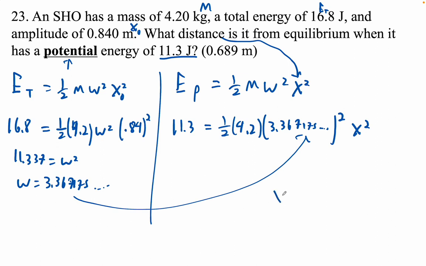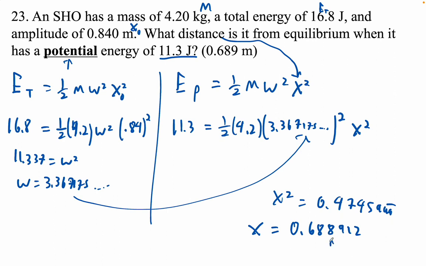And then I get x squared equals 0.4745. Ooh, a bunch of 9s. Isn't that cool? Like 9s seem to repeat. All right, let's square root that. So x is equal to 0.688912. So we have 3 sig figs, so we say that x is about 0.689 meters. Woohoo! There's harder ways to do this, okay? But that's, I think, the easiest way. All right. Woohoo!